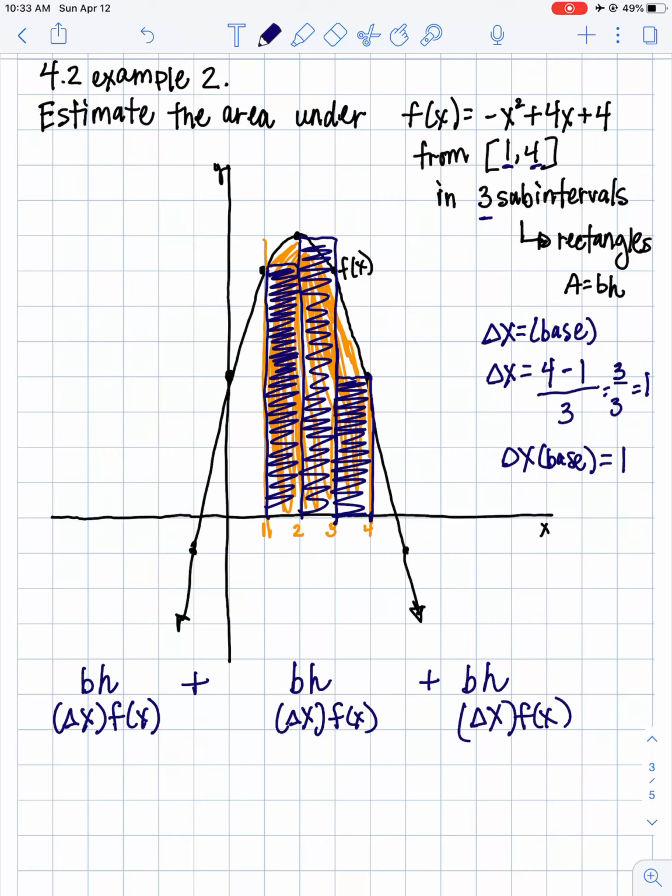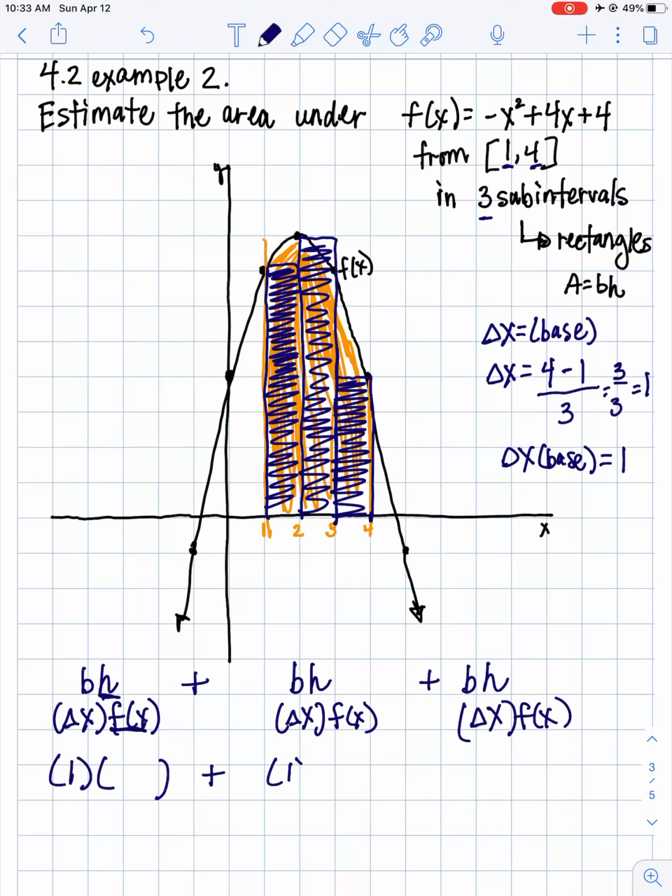So your question should be, why is it f of x? Well, your height is a y value, and a y value is the same thing as a particular f of x value. And so your height and a particular f of x are going to be exactly the same, okay? So for each one of these rectangles, we can go in and plug in what we know.